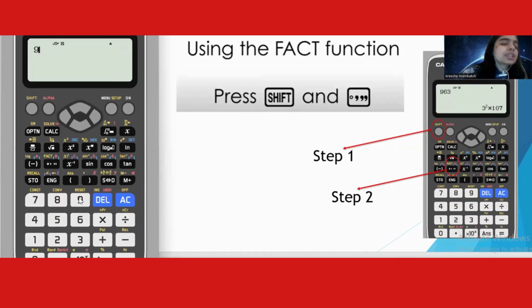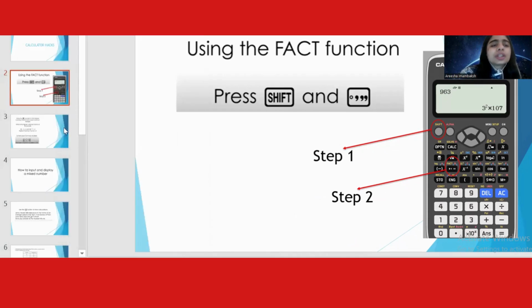Now for example, there is a number 963 and we need to prime factorize this number. That is required somewhere in the paper too, right? So what we do is shift and we press this button because it's written in yellow. So we need to press shift first, factorial, and it factorizes it. Okay. So this is the first function. Now let's look at the second function.